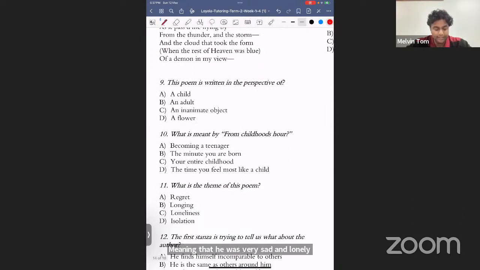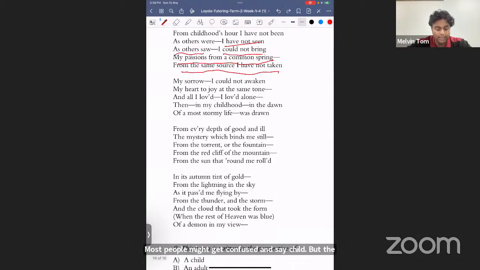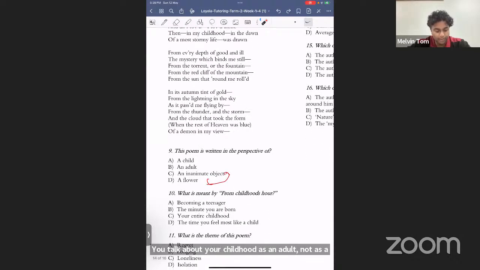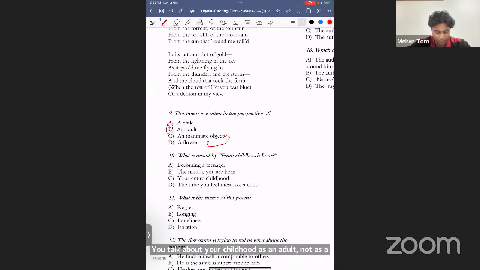Question 9. This poem is written in the perspective of A, a child, or B, an adult. Of course, these two are definitely wrong. Most people might get confused and say child. But the reason it's not a child is because he's talking about his childhood, right? You talk about your childhood as an adult, not as a child. So the answer is B.